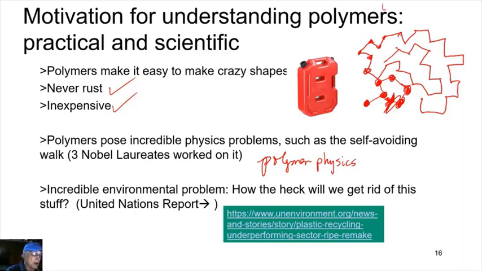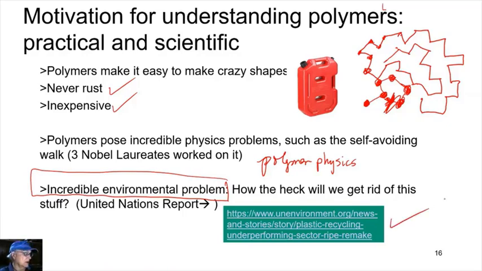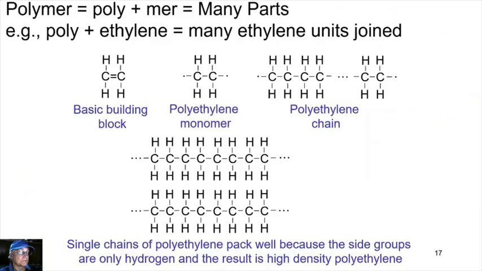Right now, we are faced with applying everything we can about polymer chemistry and polymer physics to solve this incredible environmental problem. How do we get rid of this stuff? Later I'll have some statistics about that. You can read this UN report here about it to get an idea, but it's a serious problem. Industry wants to solve it because their very existence depends on it, and most of us want to solve it because we just don't want a junky environment.